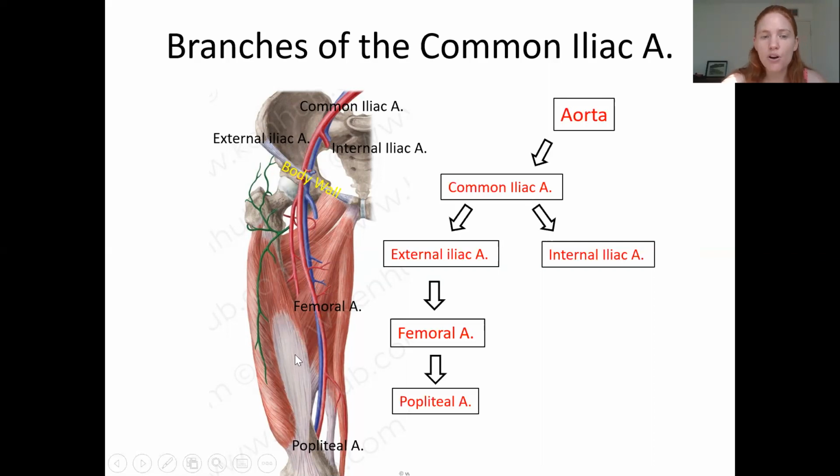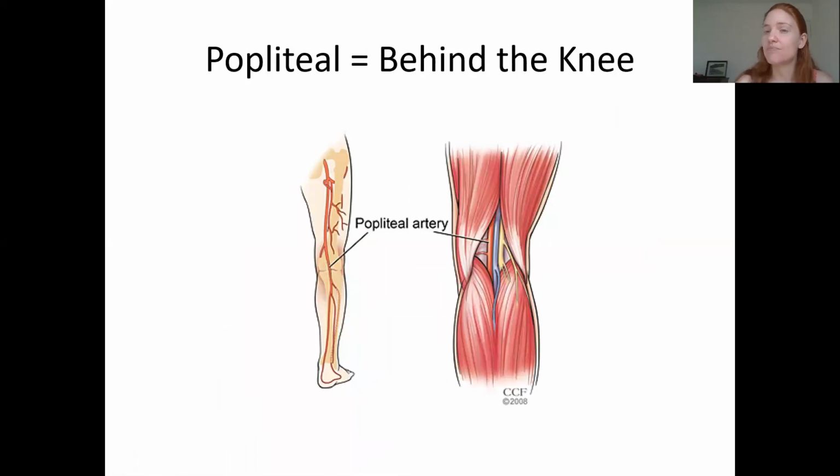Then the femoral artery becomes the popliteal. What does the word popliteal mean? What region of the body is popliteal? That is the back of the knee. I call it the knee pit. That's just what I call it. Okay, so the very back of the knee, that's your popliteal region.